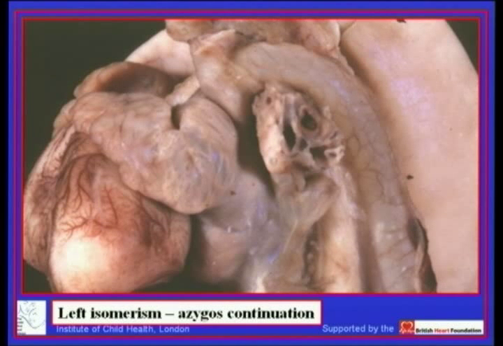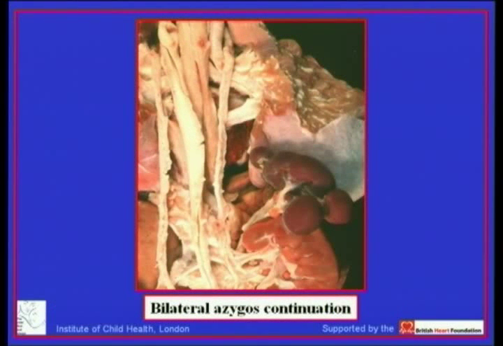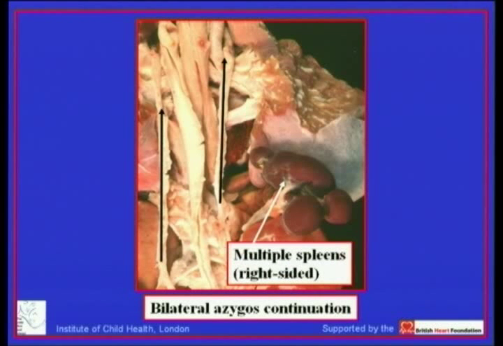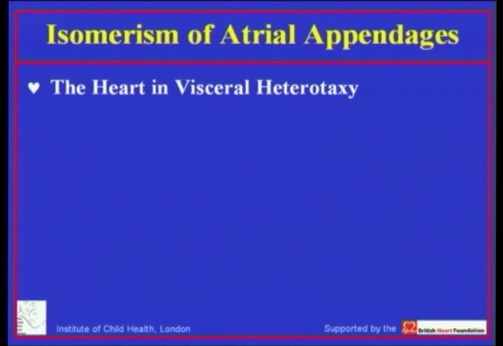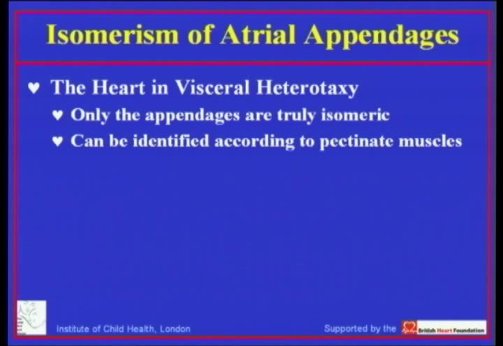So Andrew has shown you beautifully this example where we have, in a fetal case, isomerism of the left appendages, and then this large venous channel running up the left paravertebral gutter to the superior caval vein. But be aware, we can also have bilateral azygos return, in this instance with left isomerism and right-sided multiple spleens. So when we describe the heart in visceral heterotaxy, we should remember that it is only the appendages that are truly isomeric, but certainly there is total justification now for describing isomerism of the atrial appendages.